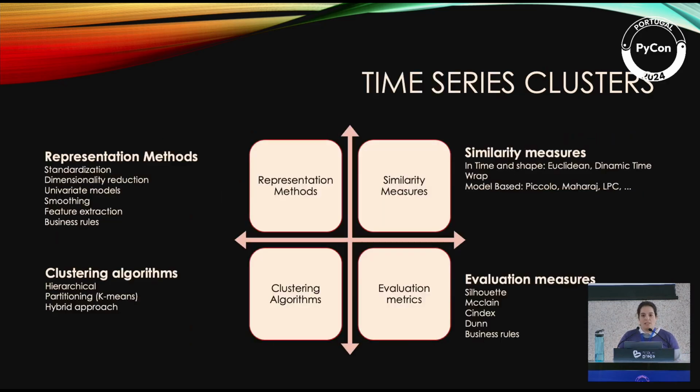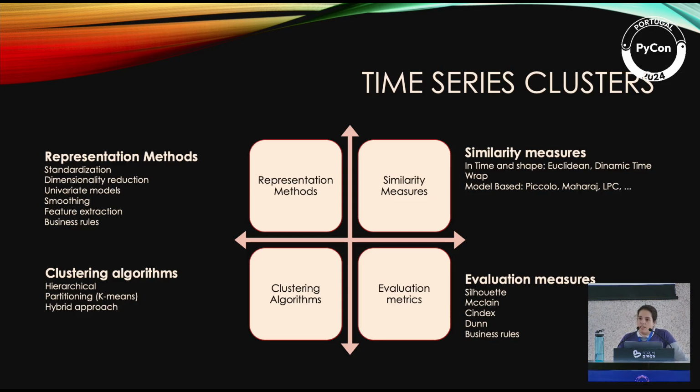So this approach is based on 4 key aspects. The representation methods: the way we provide the information to the algorithms. And here we have a lot of approaches: standardization, dimension reduction, univariate models, smoothing, feature extraction, and also business rules. We can focus on several key aspects of the time series. In terms of similarity measures, we have several approaches that can be clustered into 2 major groups. The first one is in time or shape, where we have the most famous Euclidean distance and dynamic time warping, and also distance or similarity measures based on models, such as Piccolo, Maharaj, LPC.